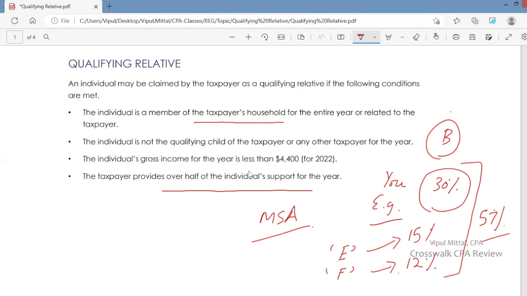Although you're not providing more than 50% of B's support, still it may be considered that you are providing more than 50%. It may be considered that you meet this condition, that you satisfy this condition. For that, you have to check the rules regarding multiple support agreement. And I have discussed rules regarding multiple support agreement in another video. All right. So if all these four conditions are met, then you can claim an individual as your qualifying relative.